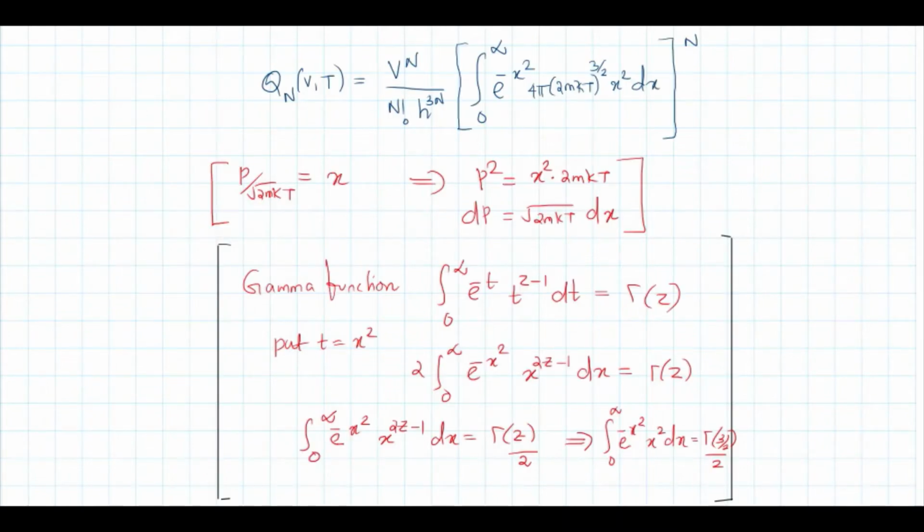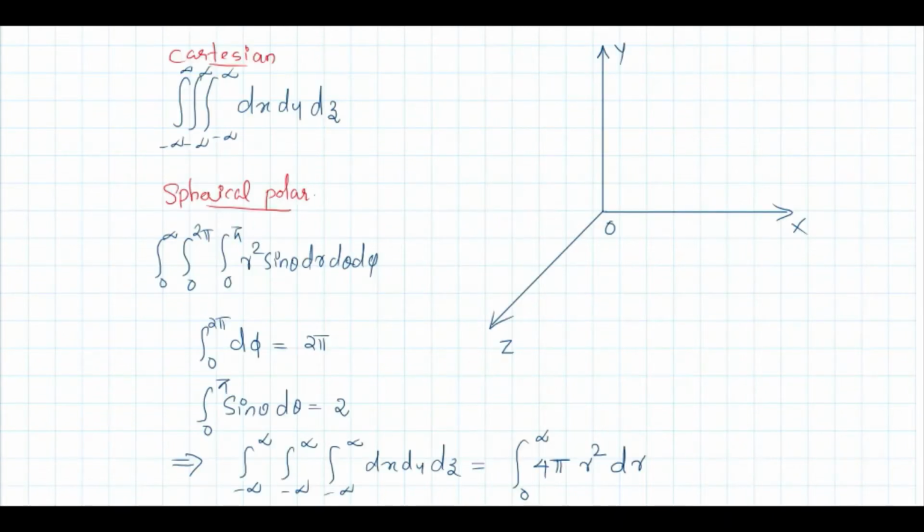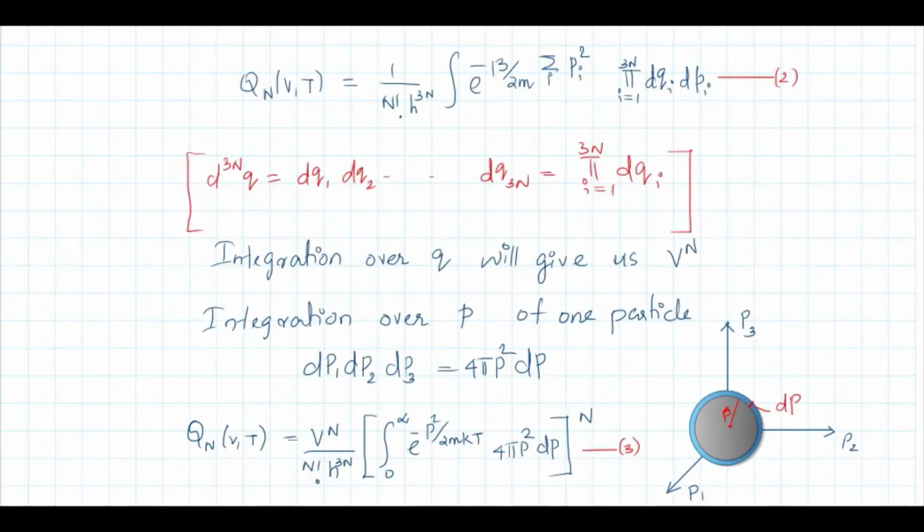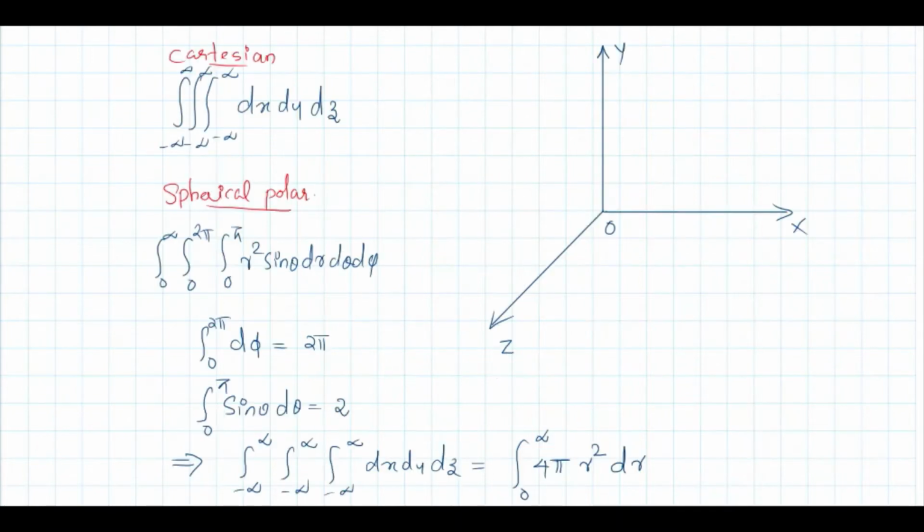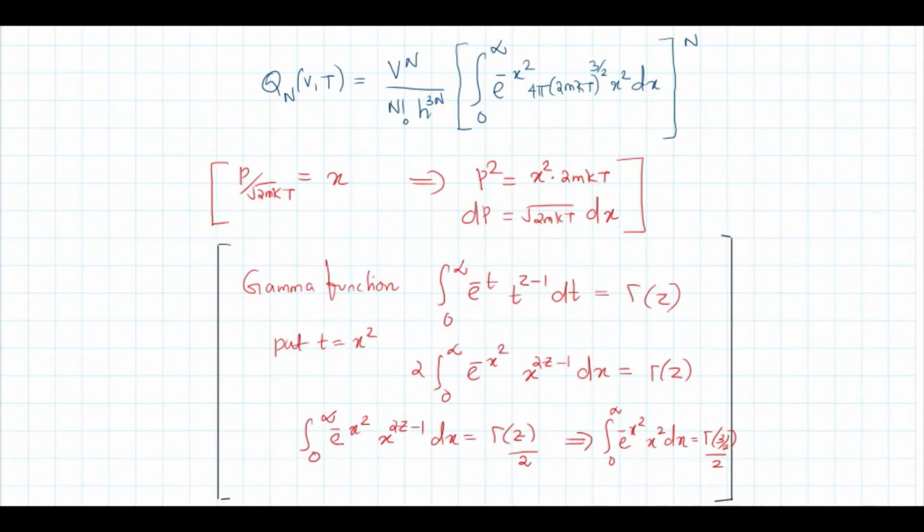Okay, now we can solve this integral by putting p divided by root 2m kT as x. Then p square will be x square into 2m kT. So substitute that for p square. Then dp is root 2m kT into dx. Substitute all those values, you will get e raised to minus x square, 4 pi into 2m kT raised to 3 by 2, into x square dx.